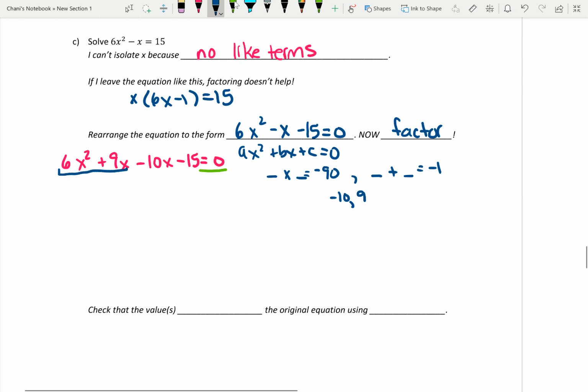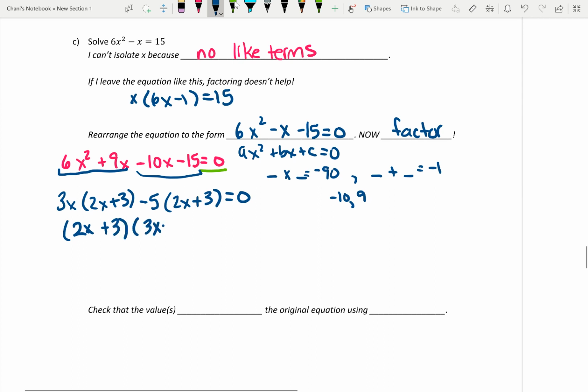So now we group the first two terms and the second two terms together. I can common factor out a 3x, and I'm left with 2x plus 3. And here I'm taking out a -5, so I'm left with 2x plus 3 as well. Don't forget the equals 0. So now I have 2x plus 3, 3x minus 5 equals 0.